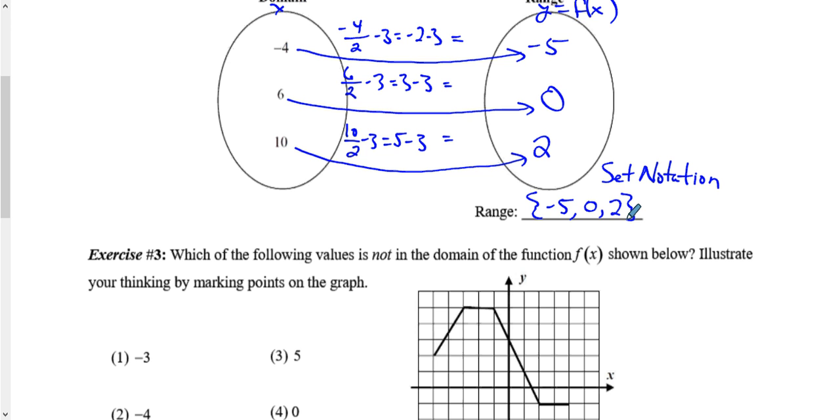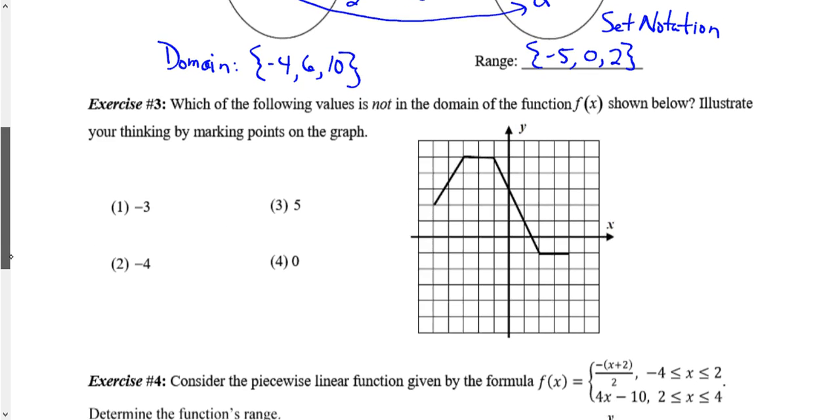They don't do it over here, but let's do the same thing with domain. -4, 6, 10. So you see this set of domain entries goes with that set of range entries there. Okay? So this is called set notation with those curly brackets like that. Let's move on to exercise 3.